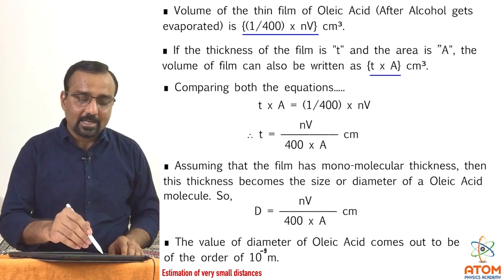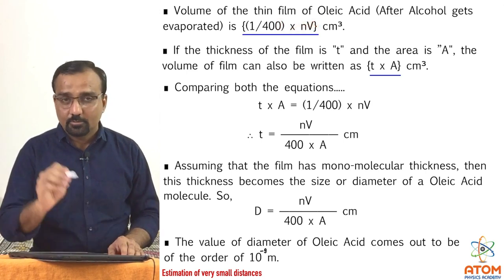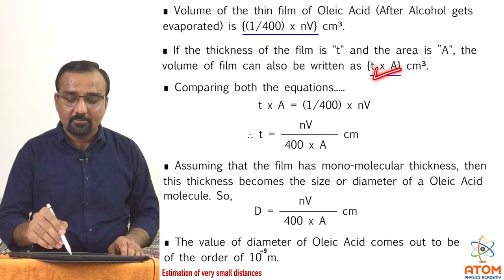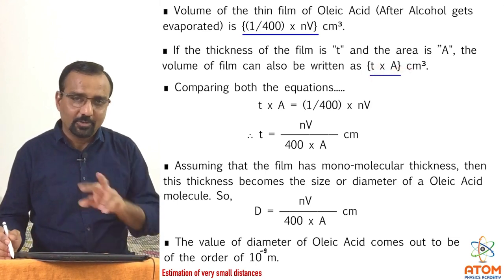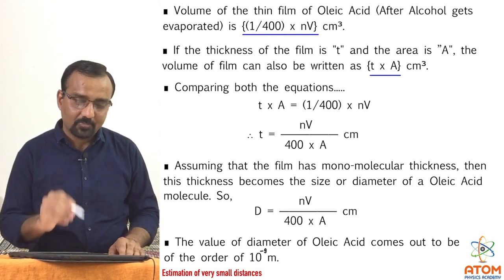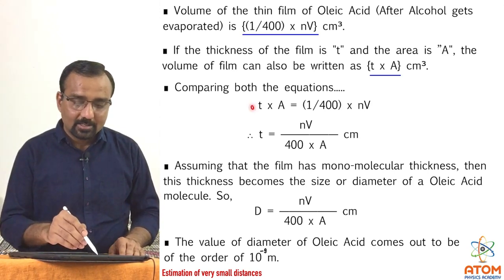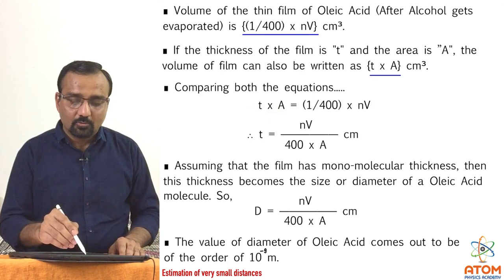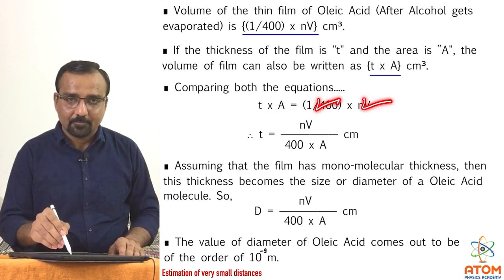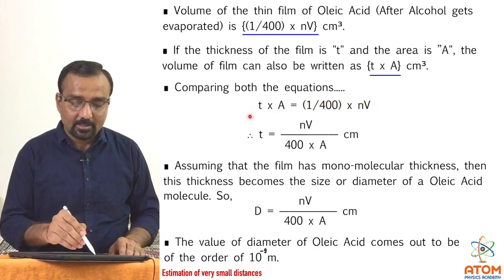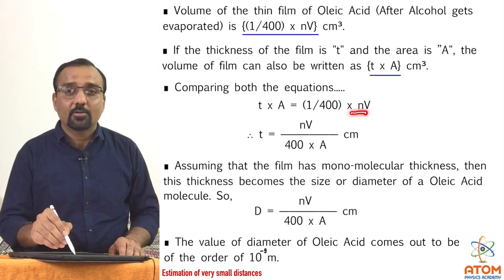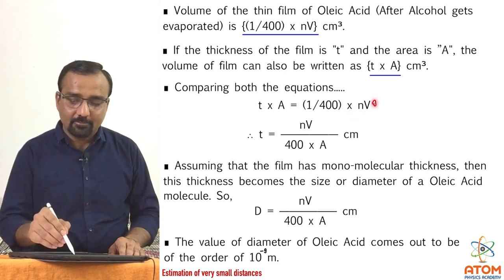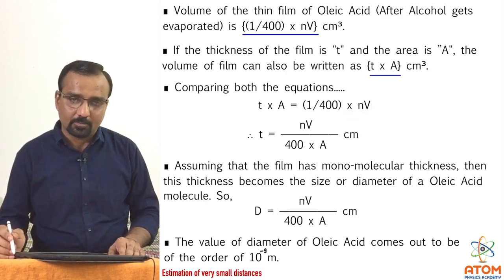So, on one hand we are having this equation of volume for the thin film, at the same time we are also having this other equation of volume of that thin film. So, we can compare both of these equations. So, we can write TA is equal to 1 by 400 NV. Let me clarify, here T is the thickness of the thin film, A is the area of the thin film, N is the number of droplets what we have dropped, and V is the volume of each drop.